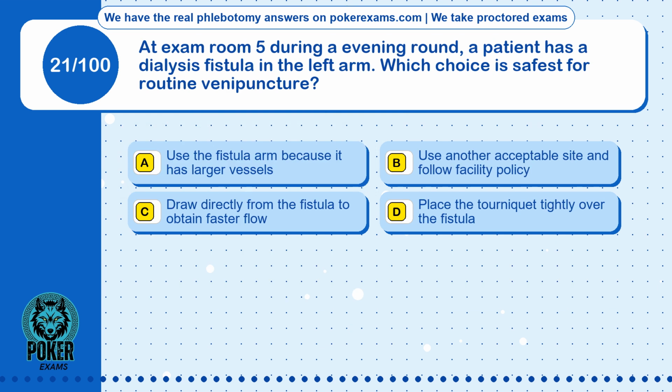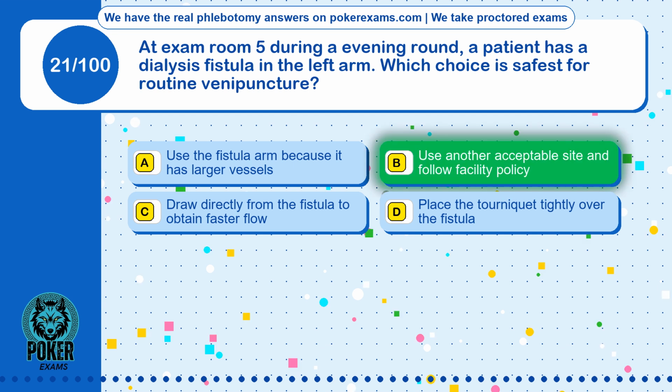Question 21. At exam room 5 during an evening round, a patient has a dialysis fistula in the left arm. Which choice is safest for routine venipuncture? Option A, use the fistula arm because it has larger vessels. Option B, use another acceptable site and follow facility policy. Option C, draw directly from the fistula to obtain faster flow. Option D, place the tourniquet tightly over the fistula.